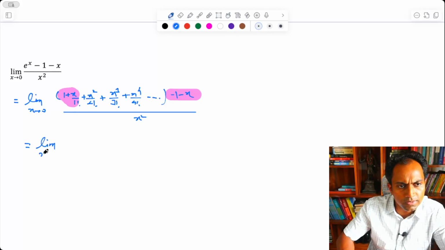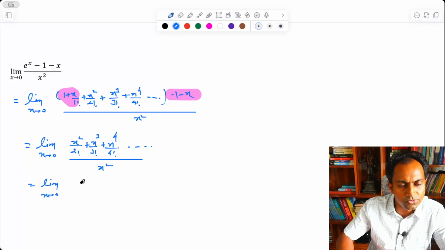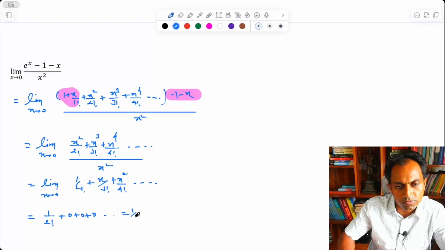Limit x tends to 0, x square by 2 factorial, x cube by 3 factorial, x raised to the power 4 by 4 factorial, and then divide by x square. If we simplify this, what have we got? Limit x tends to 0, 1 by 2 factorial plus x by 3 factorial, then again x square by 4 factorial. And now what we can do is put x equal to 0, and as a result 1 by 2 factorial remains. Other terms will become 0 and the answer becomes 1 by 2.